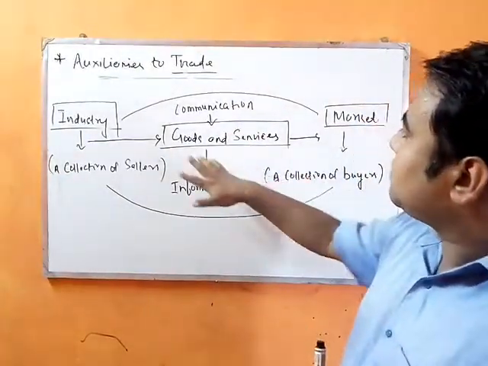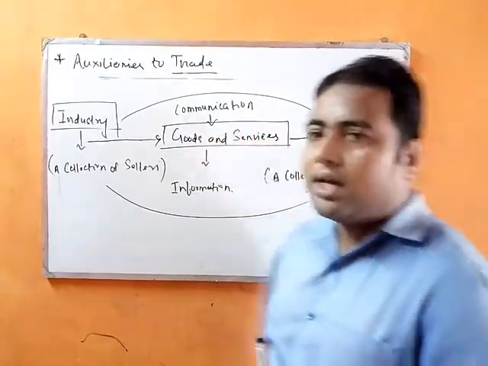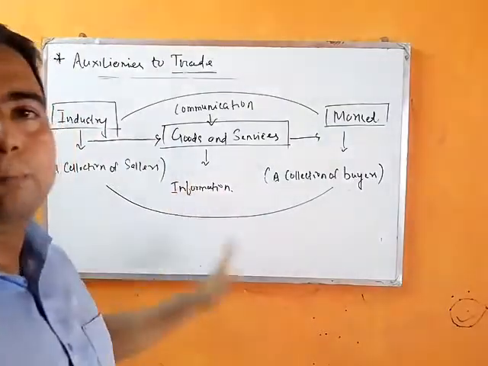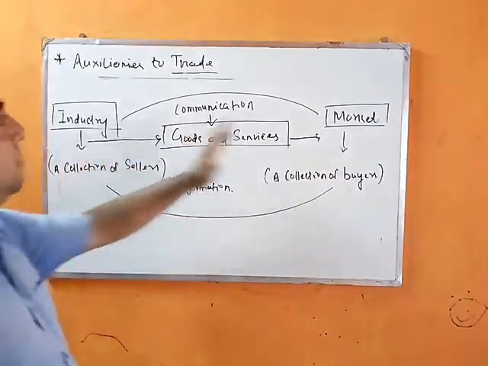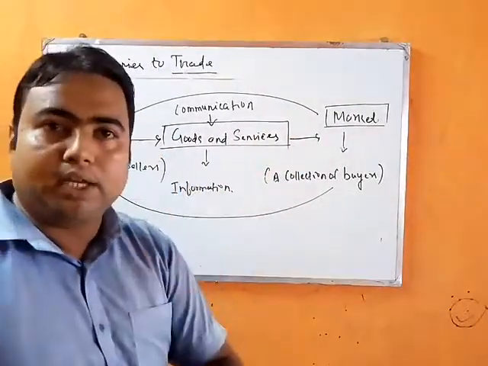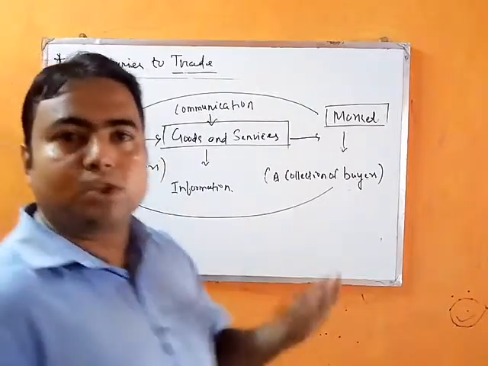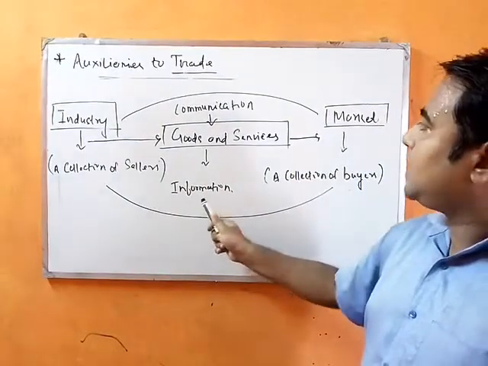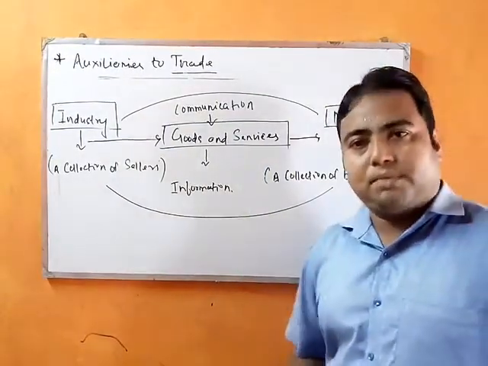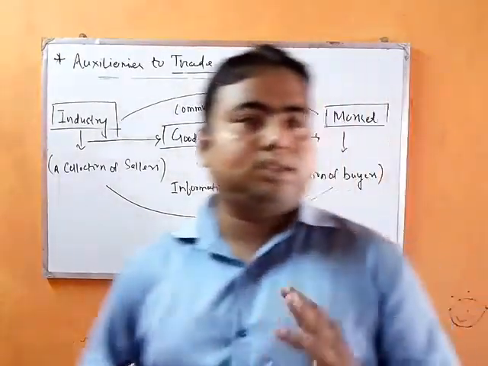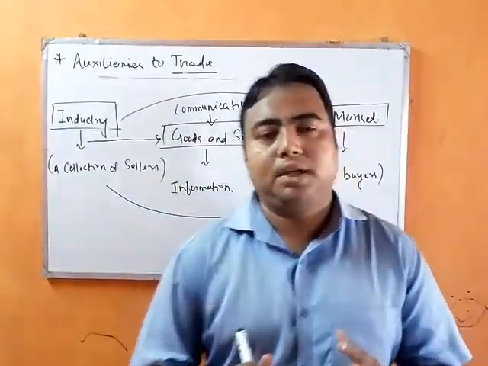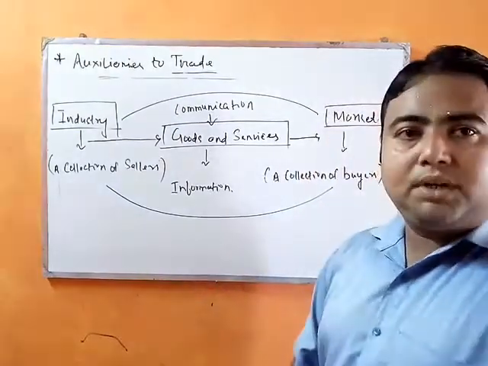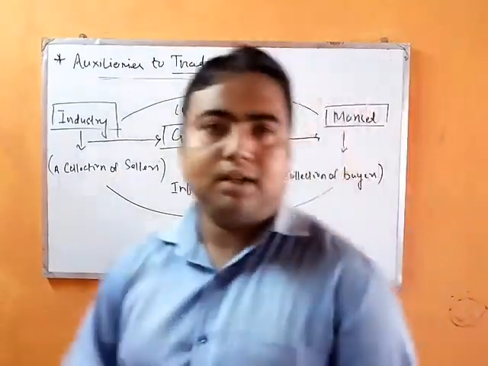So the concept of goods or services can be made possible only when this chart is complete, where the industry and market must be properly communicated, maybe through different means of transportation, and the industry and market must share proper information among themselves. Then only the goods or services can properly be completed. So this is nothing but the relationship between industry and market.